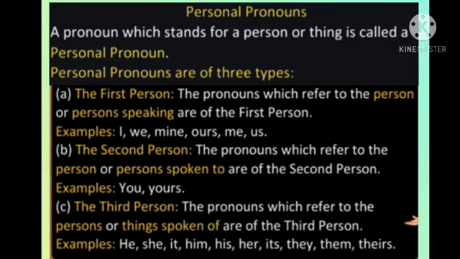So personal pronouns are the pronouns we are using for a person or a thing. And again, it can be classified into first person, second person and third person. First person means a person who is speaking. Second person means we are speaking to somebody else. That somebody else is coming under second person. Third person means we are talking about somebody else. That is a third person.